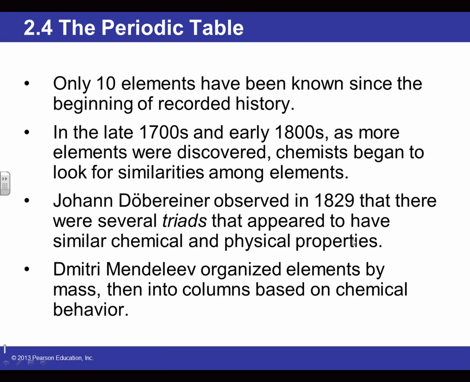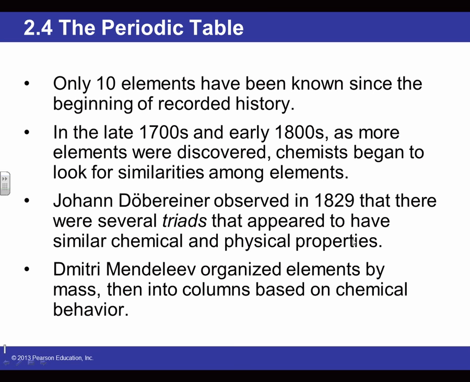So on the periodic table, there are only 10 elements that have been known since the beginning of recorded history. In the late 1700s and early 1800s, as more elements were discovered, chemists began to look for similarities among elements. Dobereiner observed in 1829 that there were several triads that appeared to have similar chemical and physical properties.